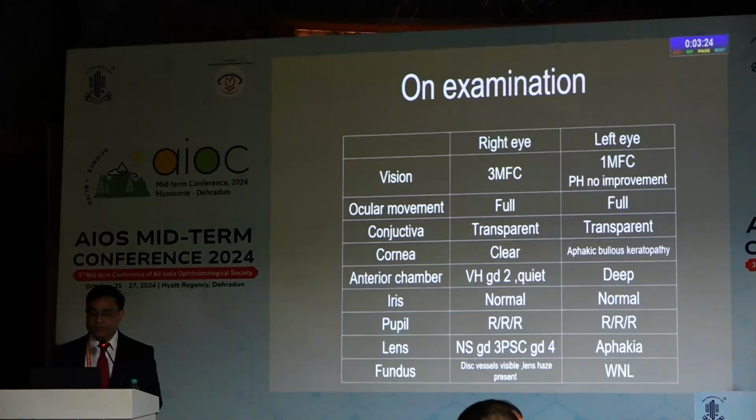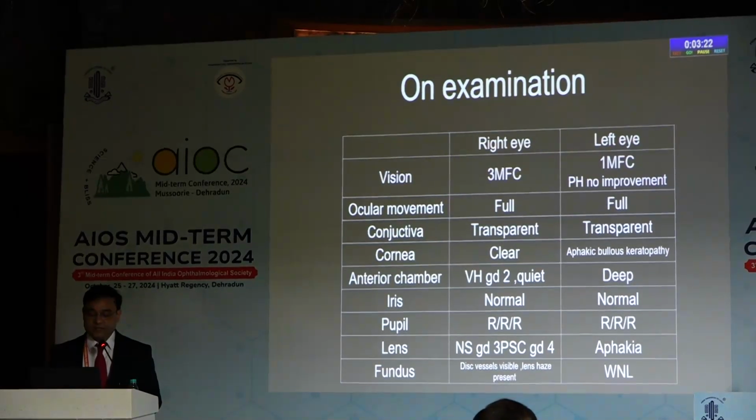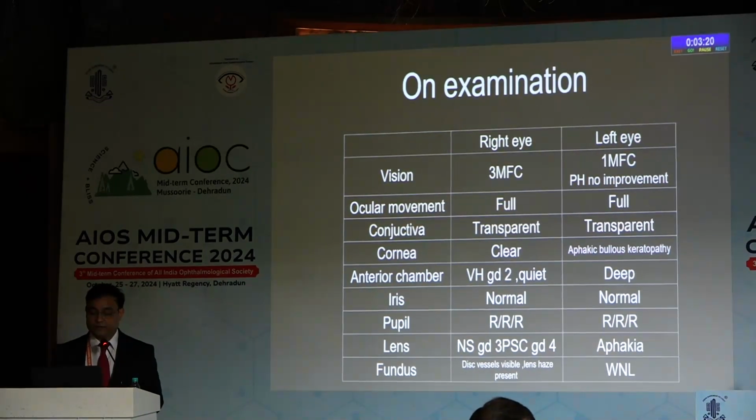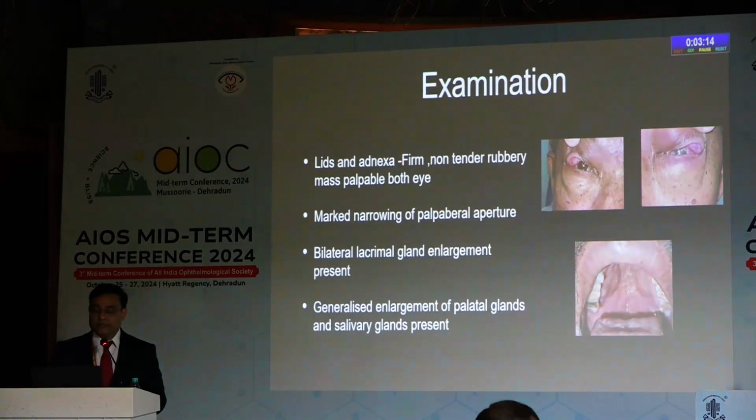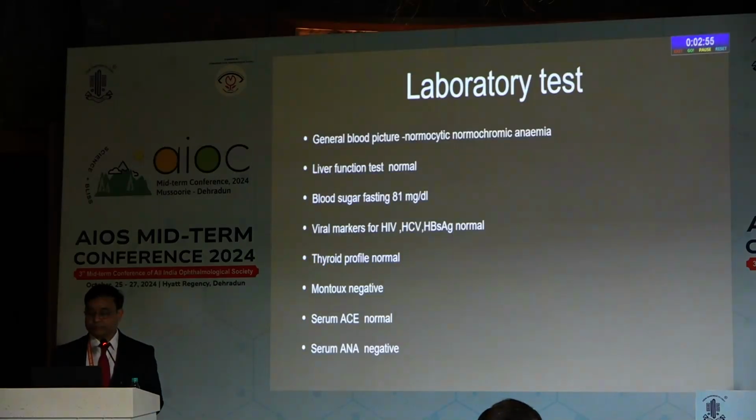On examination, the right eye had a significant cataract, nuclear sclerosis grade 3, and the left eye was aphakic with aphakic bullous keratopathy. On examination of the lid and adnexa, a firm, non-tender, rubbery mass was palpable in both the eyes, and there was a marked narrowing of the palpebral aperture. Bilateral lacrimal gland enlargement was present, and there was also generalized enlargement of the palatal glands and salivary glands.